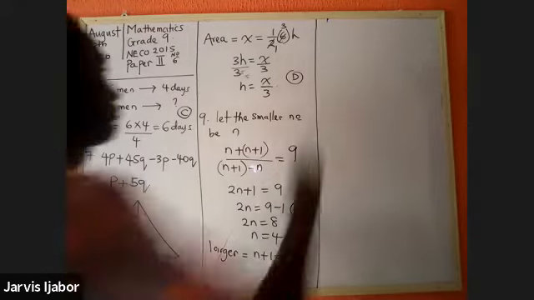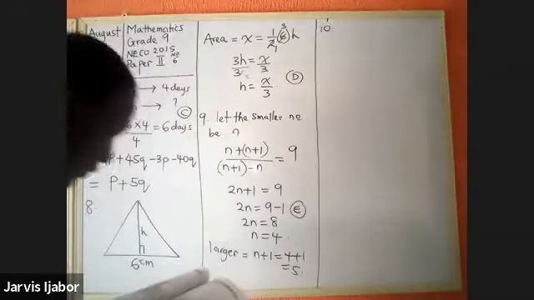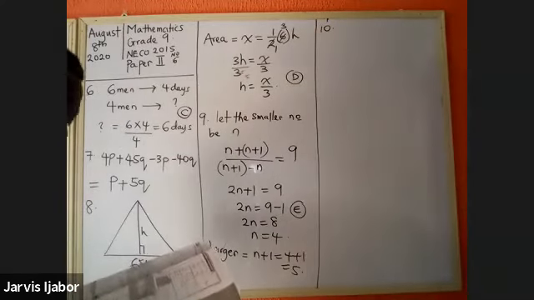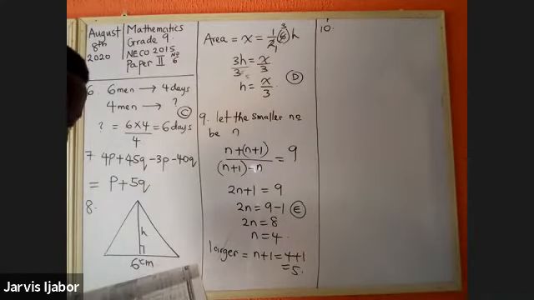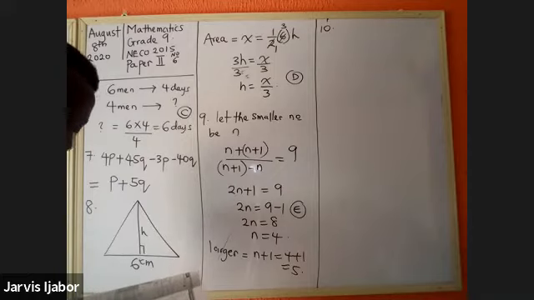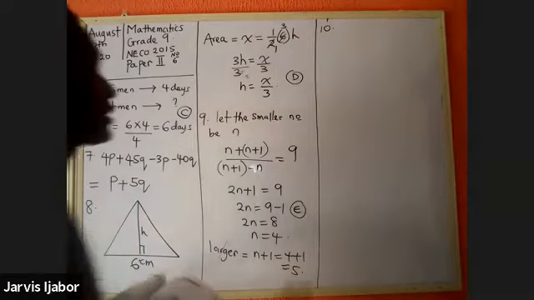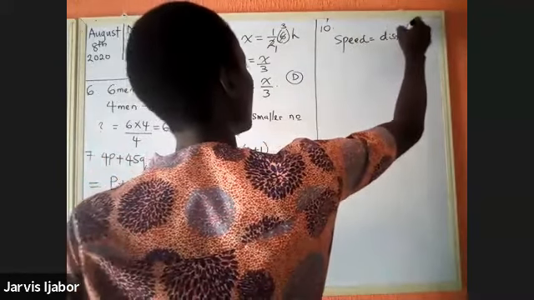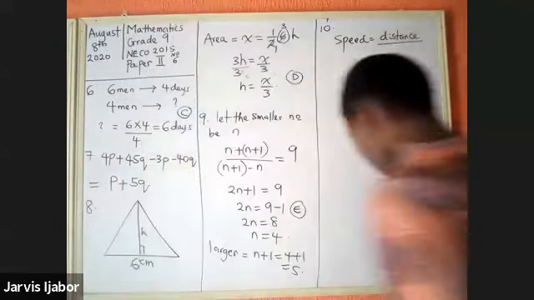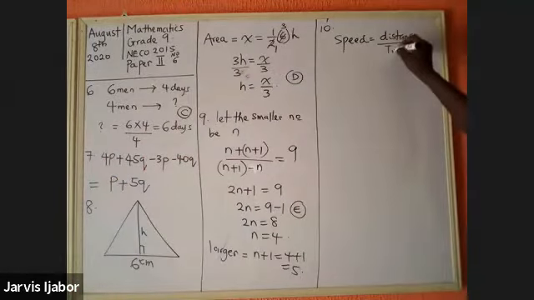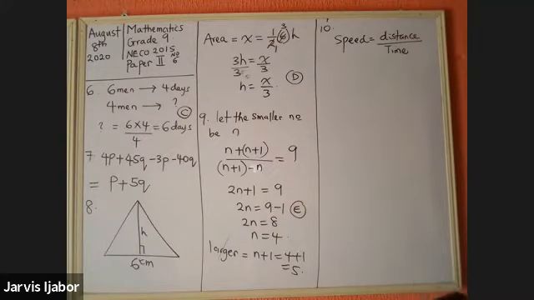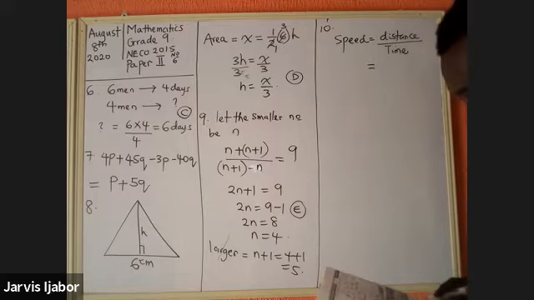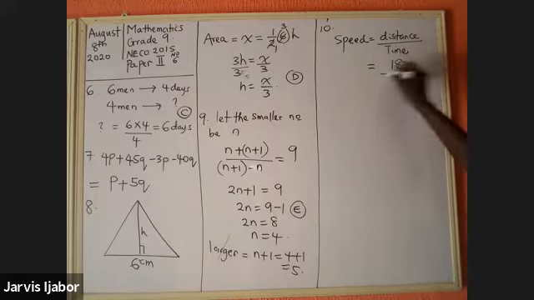Question 10. If a car travels 18 kilometers in 2/9 hours, find the speed of the car. What is speed? Speed is equal to distance over time. Speed is what? Distance over time. Right? So what would this be equal to? The speed there is given as 18 kilometers divided by the time. The time is what? 2/9.